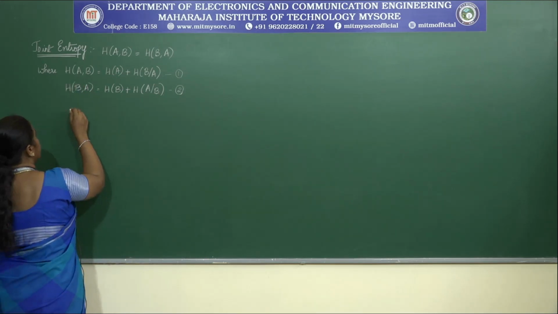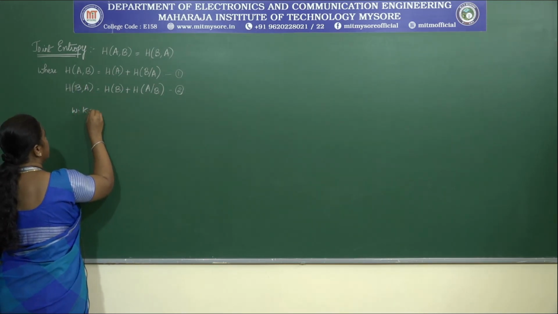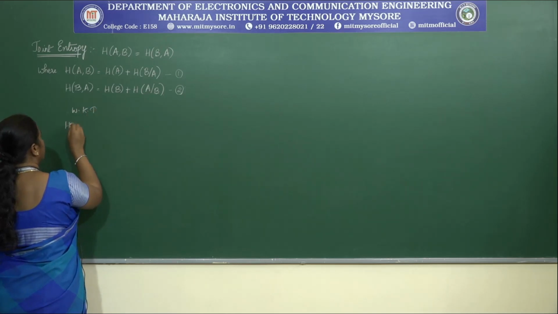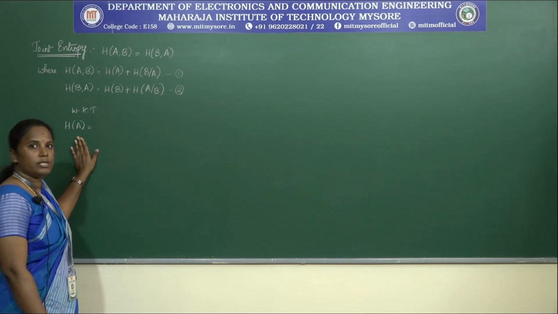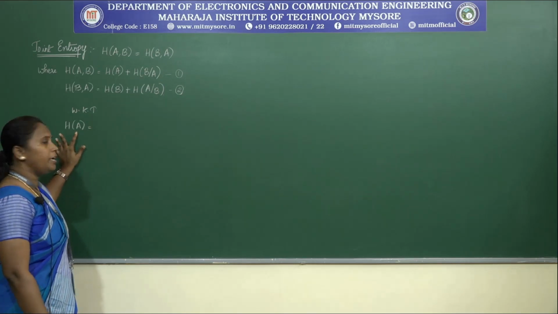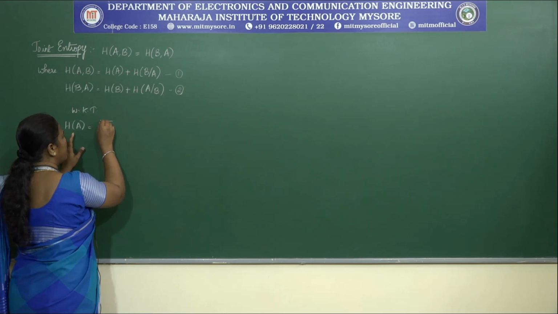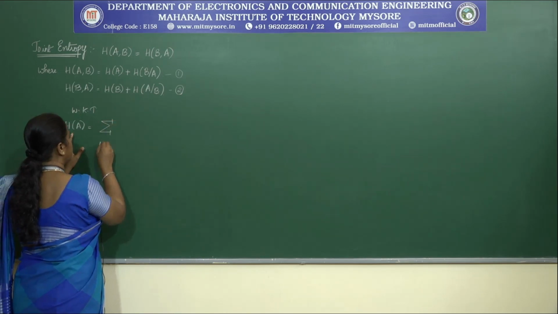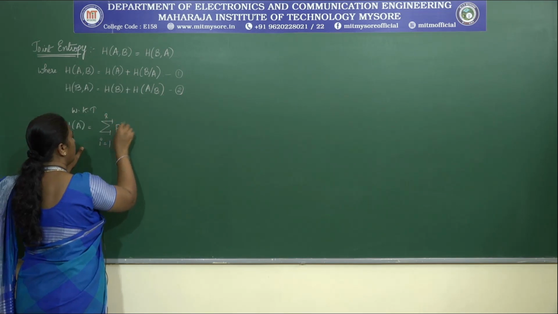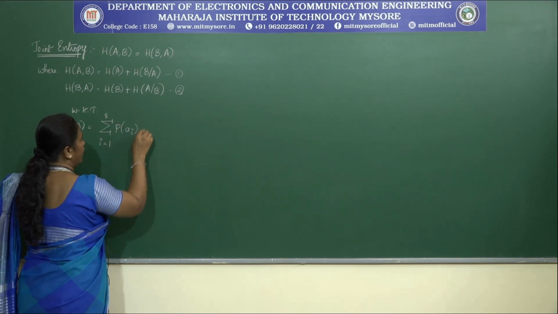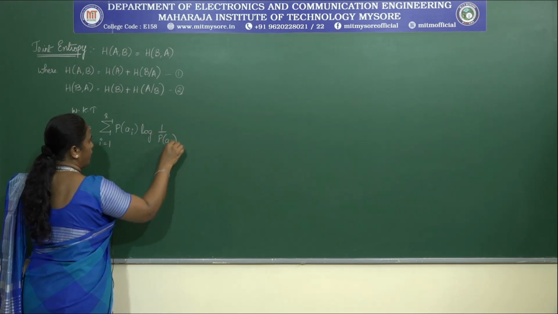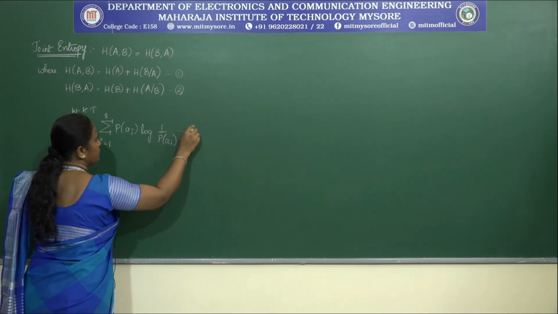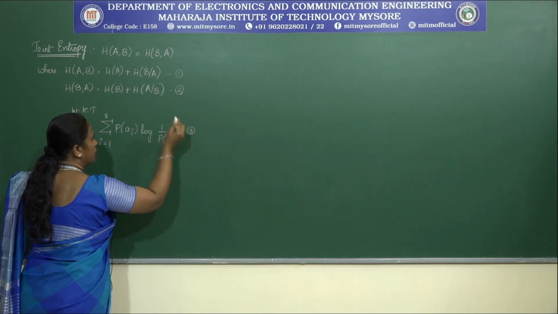So we know, what is H of A? H of A is nothing but the entropy associated with respect to the input, that is with respect to the transmission end. H of A is given by summation of I is equal to 1 to R P of AI log of 1 by P of AI. Let us consider this as our equation number 3.